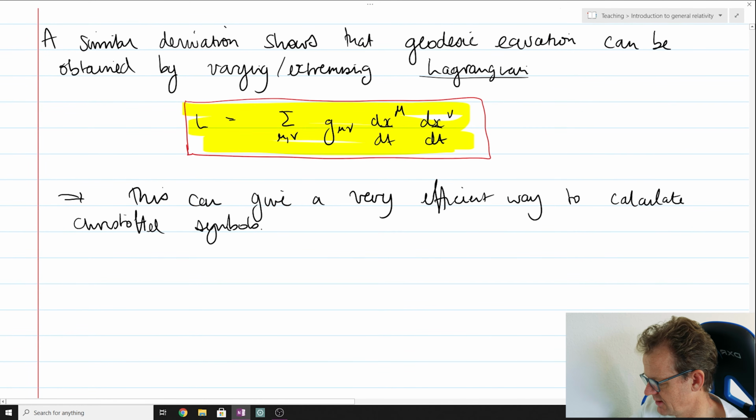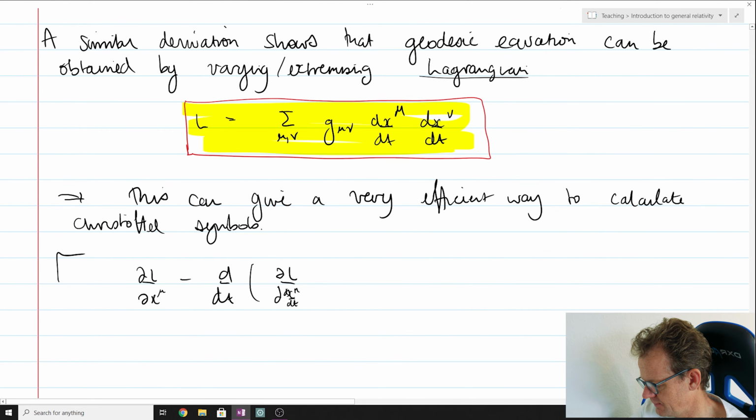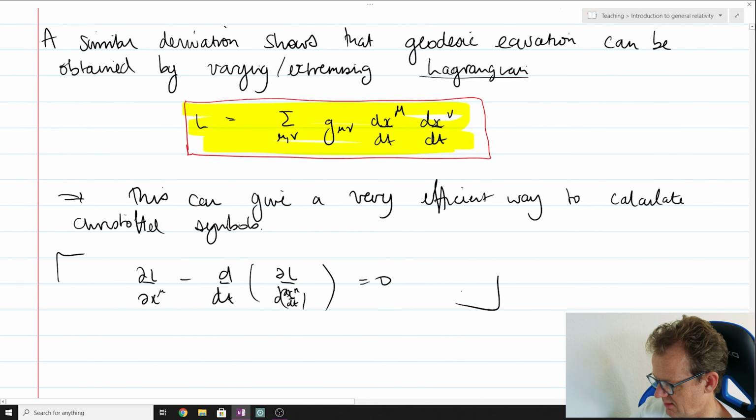So you know how to extremize a Lagrangian, right? You need the Euler-Lagrange equations, dL/dx^mu minus d/dt of dL/d(dx^mu/dt). So that's how to extremize a Lagrangian, and if you've got the metric and you look at that expression, then that might be an easier task than going in and directly computing the Christoffel symbols.